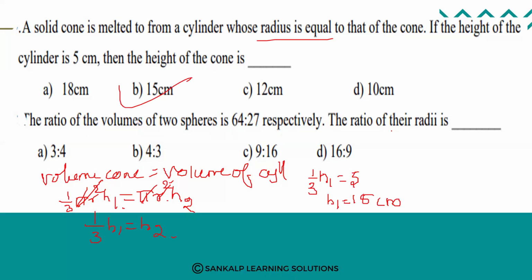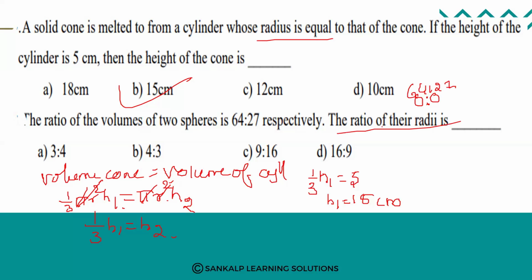Now, the ratio of the volume of two spheres is 64 is to 27 respectively. The ratio of the radii. So here the ratio of their volume they have given, right? So two spheres are there. So the volumes of these two spheres are in the ratio 64 is to 27. Now we need to find out the ratio of the radii.